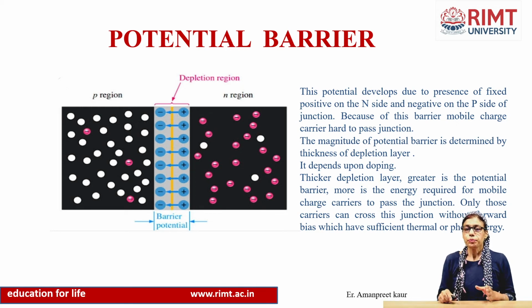The depletion layer thickness depends upon the amount of doping. As we increase the doping, the depletion layer becomes thin. The magnitude of the potential barrier depends upon the thickness of the depletion layer. The thicker the depletion layer, the greater the potential barrier, and more energy is required for a mobile charge carrier to pass the junction. So, only those carriers can cross this junction without forward bias which have sufficient thermal or photo energy.